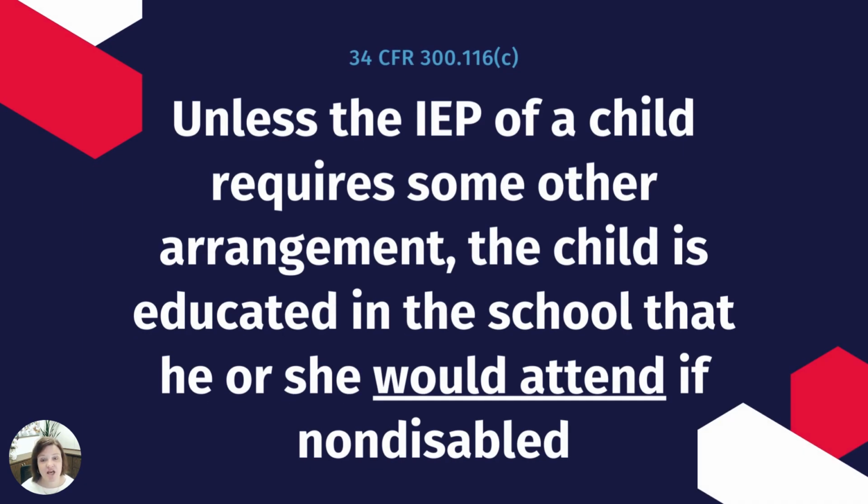Unless the IEP of a child requires some other arrangement, the child should attend the school he or she would if non-disabled. If an IEP team determines that the child should receive services in a location other than his or her neighborhood school, this decision must be justified based on the needs of the child. An example would be a child who needs specialized service that requires a small number of students be grouped together.